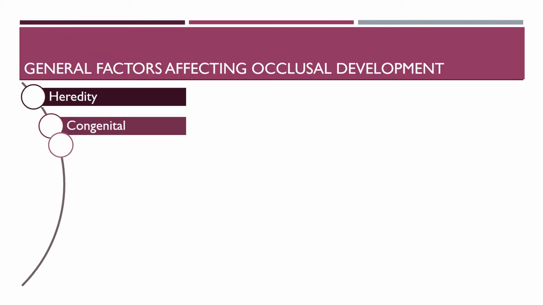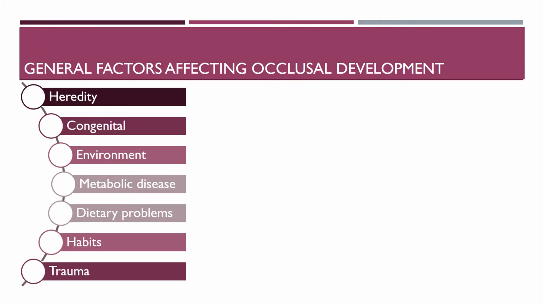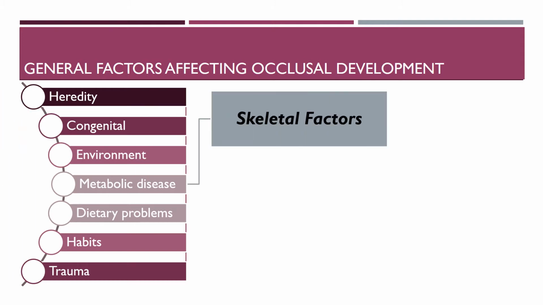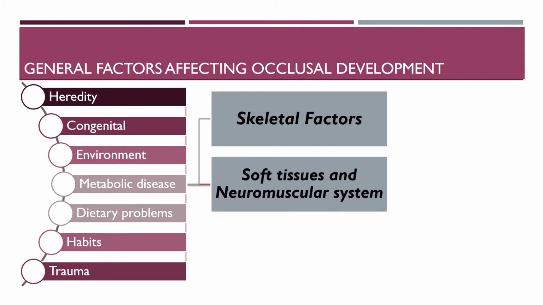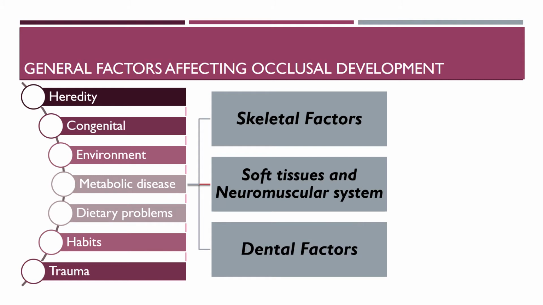So in the general factors affecting the occlusal development, as we said previously, these factors all together, one factor or more than one, could lead to either skeletal factors that affect the occlusion and result in malocclusion, or soft tissues and neuromuscular system factors that could also lead to a malocclusion, and finally the dental factors.